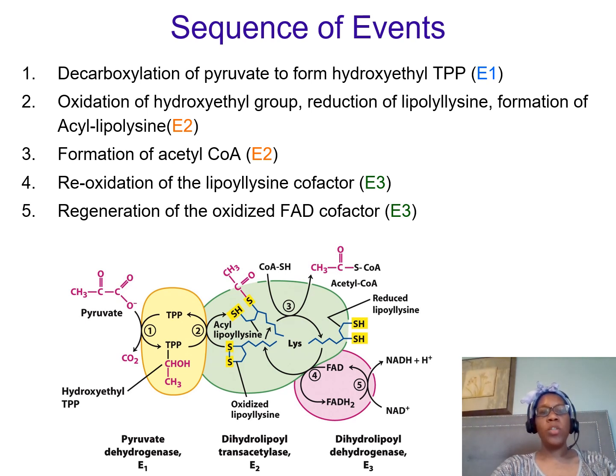So again, we should make sure we understand each of the steps in the sequence of going from pyruvate to acetyl-CoA. First, we decarboxylate. We get TPP, or hydroxyethyl TPP. That's E1. In E2, we end up with the acyl lipoyllysine. And in E2, we transfer that acyl group and make acetyl-CoA. Then we need to regenerate our lipoyllysine with FAD, and then we need to regenerate our FAD with NAD+.